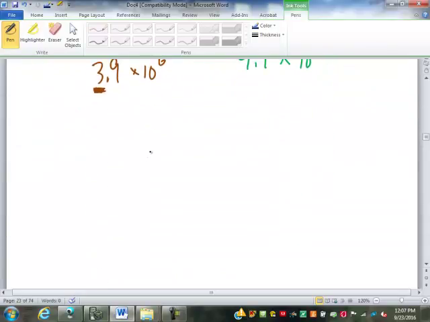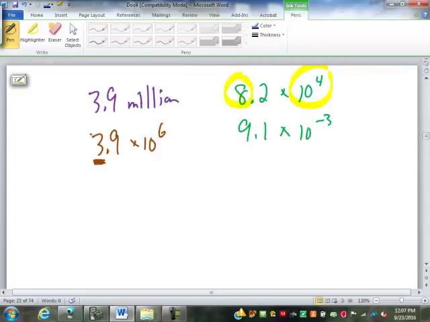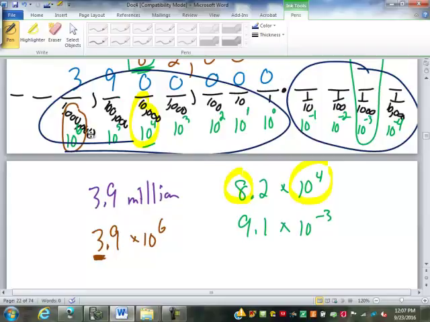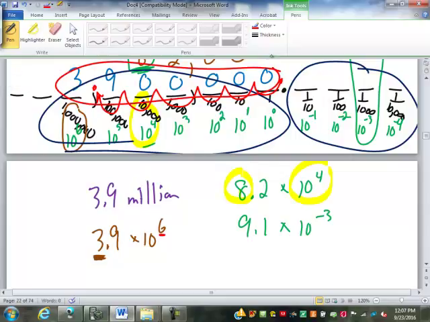Now, we don't want to have to draw out our place values every time we convert numbers. So let's take a look at a pattern here. The 3.9 million, or 3.9 times 10 to the 6th, when that started out, the decimal point was at its end, and it ended up here. It moved 1, 2, 3, 4, 5, 6 places. Notice our power of 10 was 6. 3,900,000 is a large number, so that's a positive power of 10.